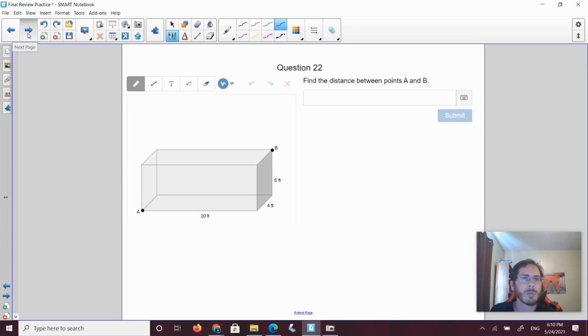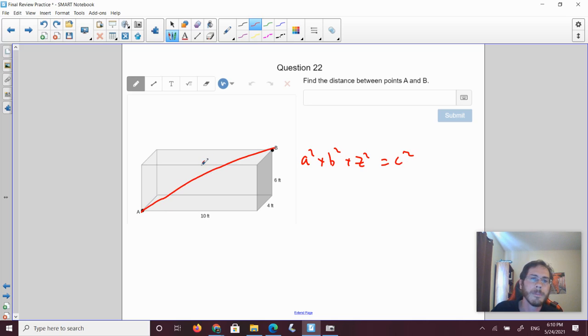All right, final question. Find the distance between the 2 points, points A and B. So here, since we're given the distances, we probably want to use the 3D Pythagorean theorem. A squared plus B squared plus Z squared equals C squared, where C is going to be the whole distance from A to B.